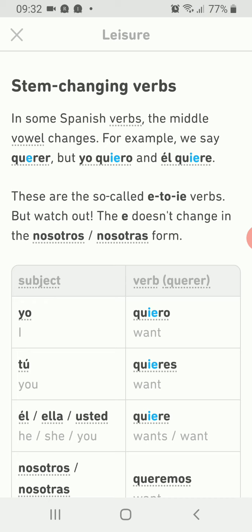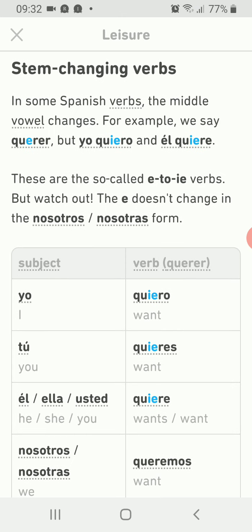Stem changing verbs. In some Spanish verbs, the middle vowel changes. For example, we say querer, but yo quiero. So notice that the E is changed into IE and él quiere. So this is the stem of the verb which has been changed. These are the so-called E to IE verbs in Spanish. But watch out, the E doesn't change in the nosotros, nosotras form. So let's study this phenomenon in Spanish.